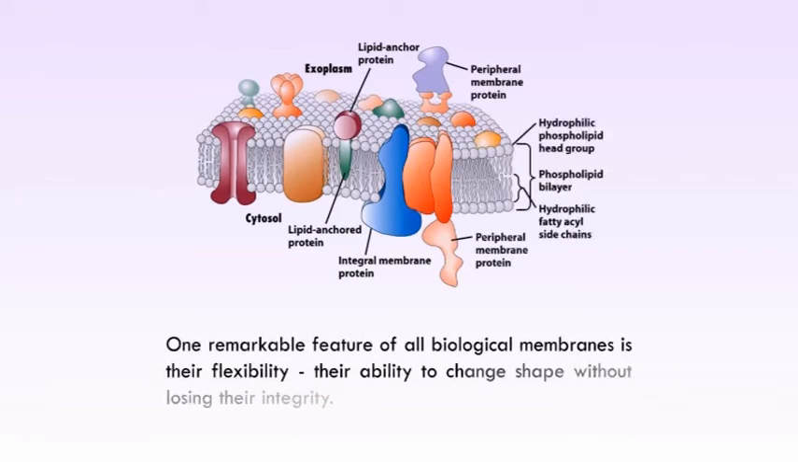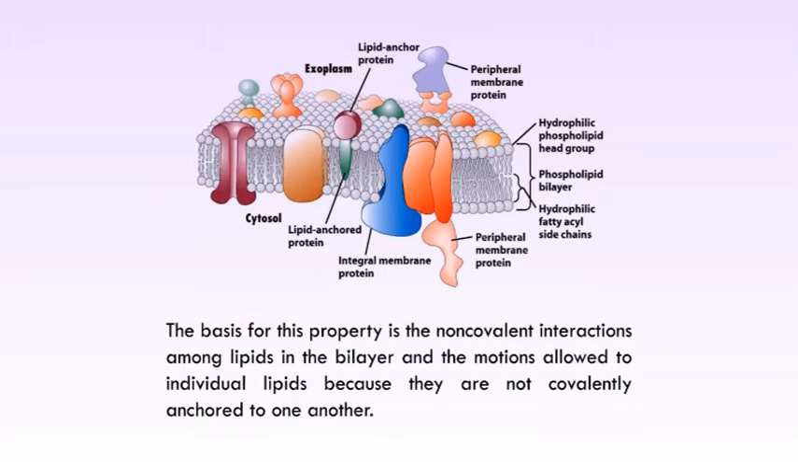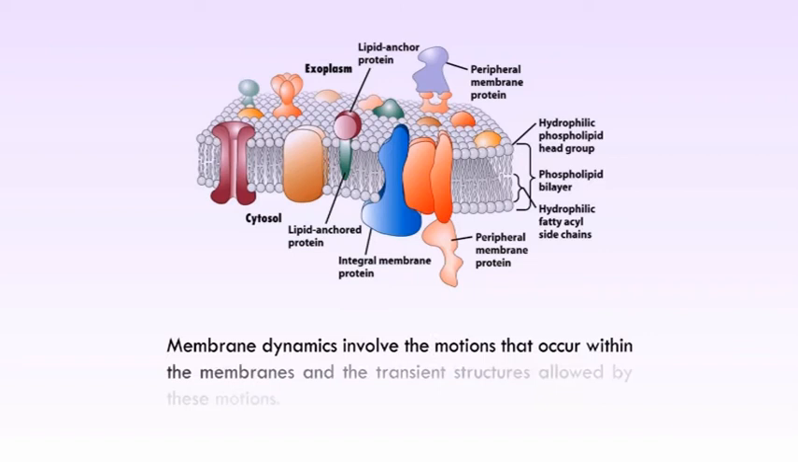structure of biological membranes. One remarkable feature of all biological membranes is their flexibility, their ability to change shape without losing their integrity. The basis for this property is the non-covalent interactions among lipids in the bilayer and the motions allowed to individual lipids because they are not covalently anchored to one another. Membrane dynamics involve the motions that occur within the membranes and the transient structures allowed by these motions.